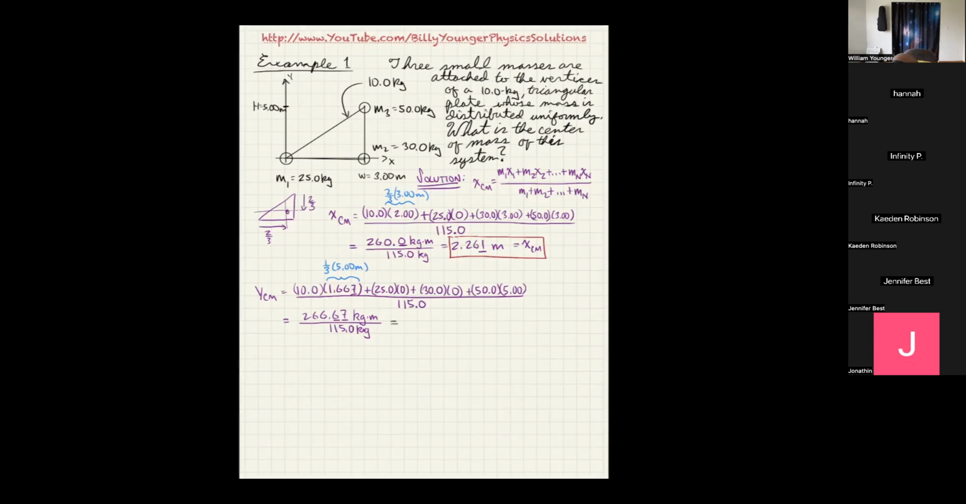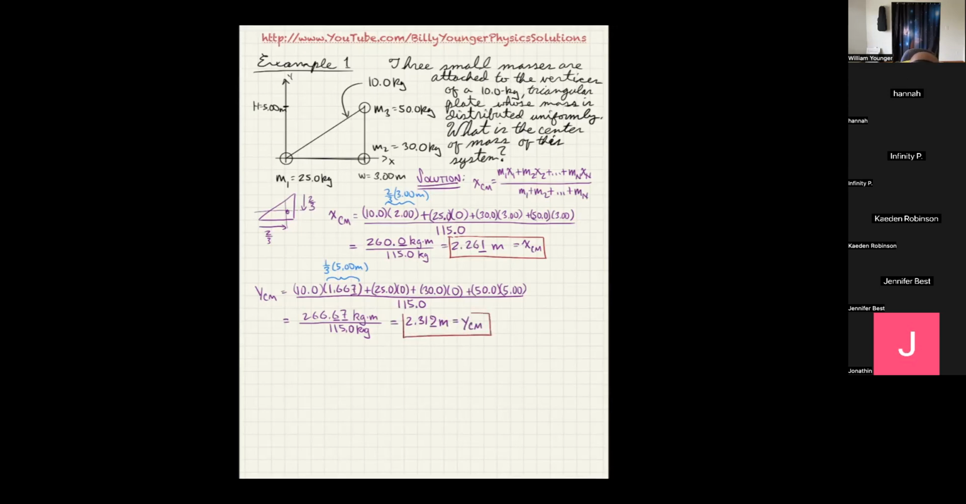Now if I take that 266.67 and divide it by 115, I get, I was off this time too, 2.319. Notice the kilograms meters divided by the kilogram is just a meter. And of course, that was 3 sig figs divided by 4 sig figs. So this 9 is an extra digit that's not a significant digit. And this is YCM.